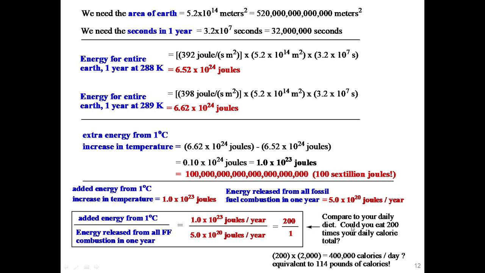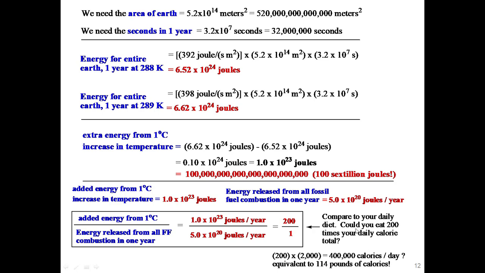So I would suggest comparing this to your daily diet. Okay? So your daily diet, we'll say it's 2,000 calories. Maybe it's less, maybe it's more. Let's say it's 2,000. You're going to have to eat 200 times that to equal the ratio of energy that we put in extra here. 200 times that would be 400,000 calories. And you're going to have to eat those in a day. That's equivalent to 114 pounds of calories. If you look at that 200, that's like 200 out of 365, maybe 60% of your yearly quota of calories in 1 day.